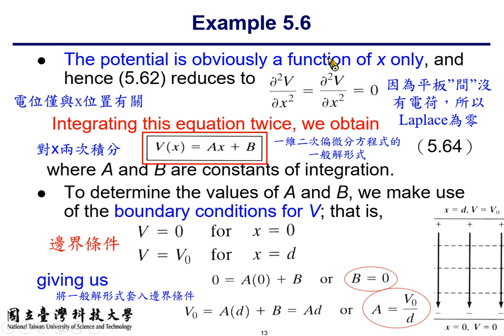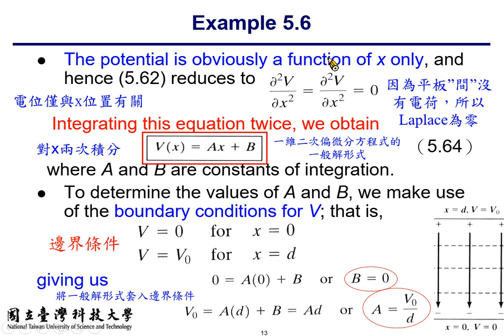Which is the result of performing integration of x twice along the x direction. So now we can apply... 5.64 is the general solution to satisfy the second order differential equation in a one-dimensional problem in rectangular coordinate system.